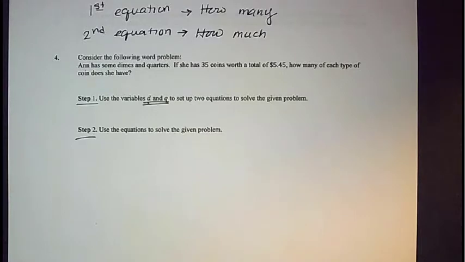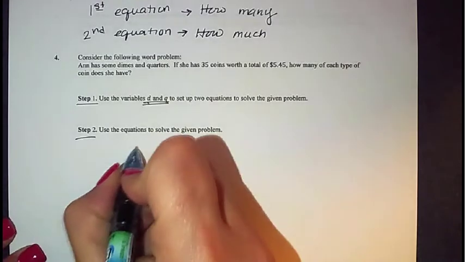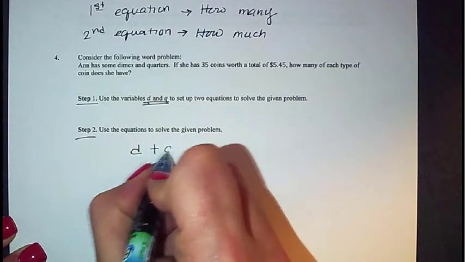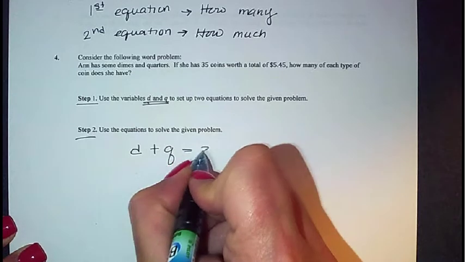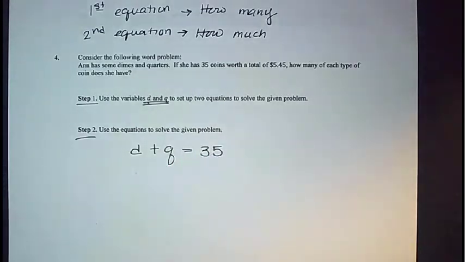So when we're working this problem, our how many is 35, and our how many is made up of dimes and quarters. So our first equation, our how many equation, is going to be D plus Q is equal to 35. Now we have to talk about how much.